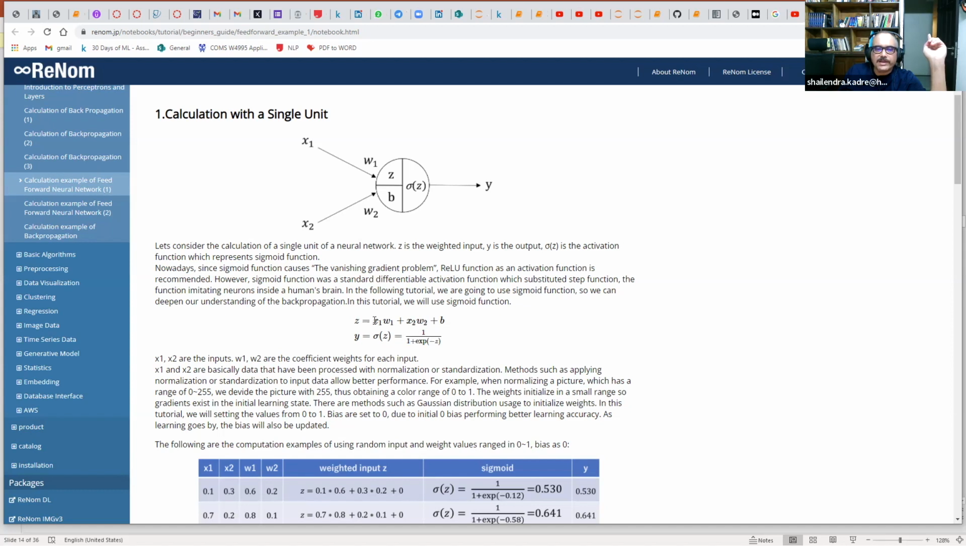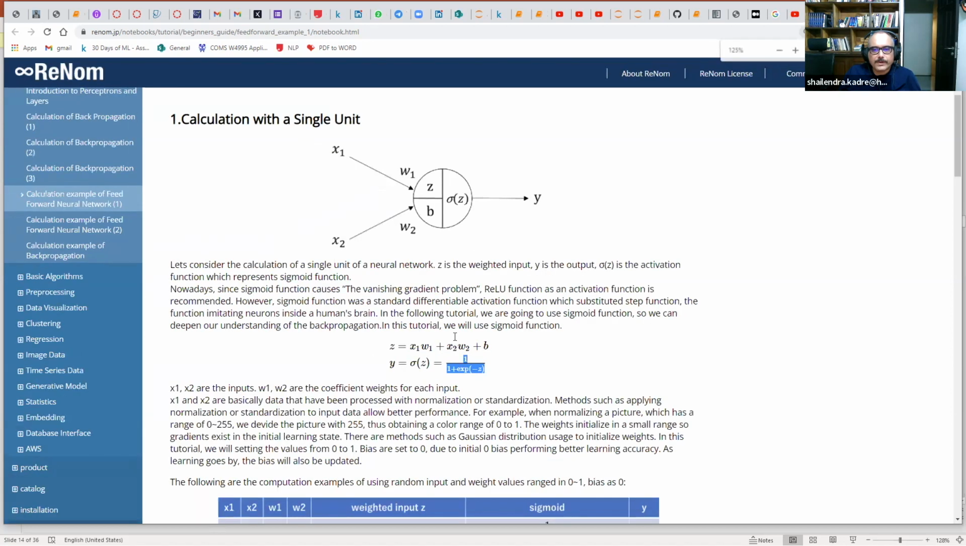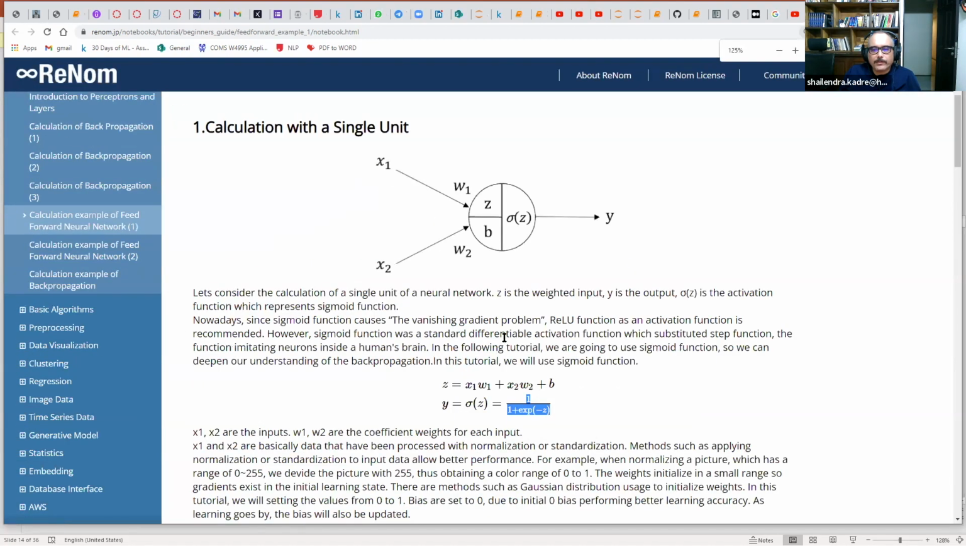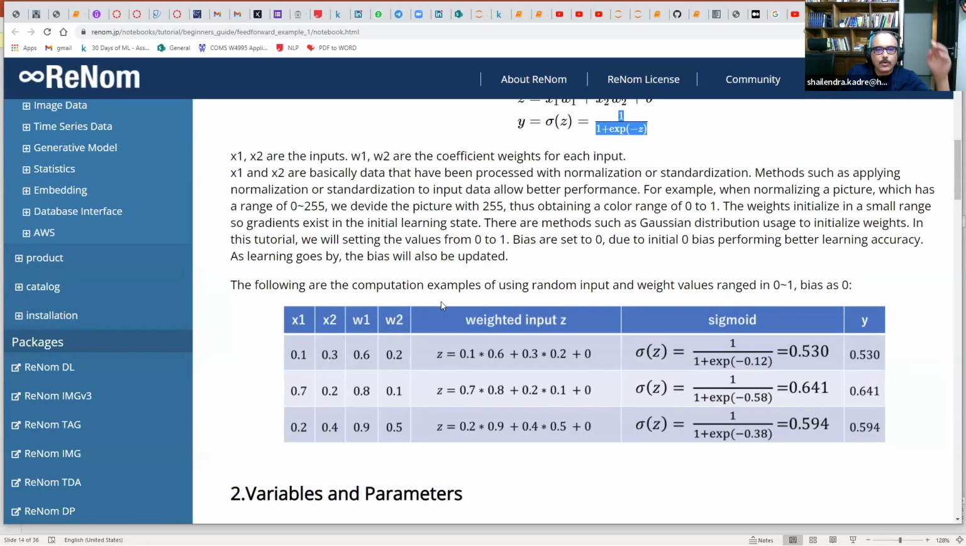Z is your W1 X1 plus W2 X2 plus B. On that Z, you apply sigma, meaning you apply the activation function. So it looks like this equation on the right-hand side. I'm making it bigger. This is the equation. Now it is done very easily with the help of numerics, so you will understand more.